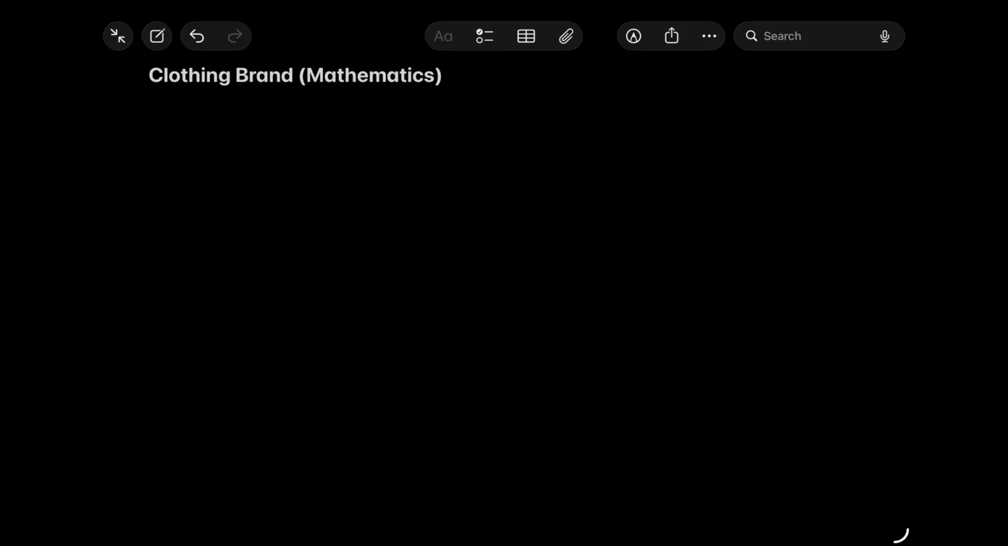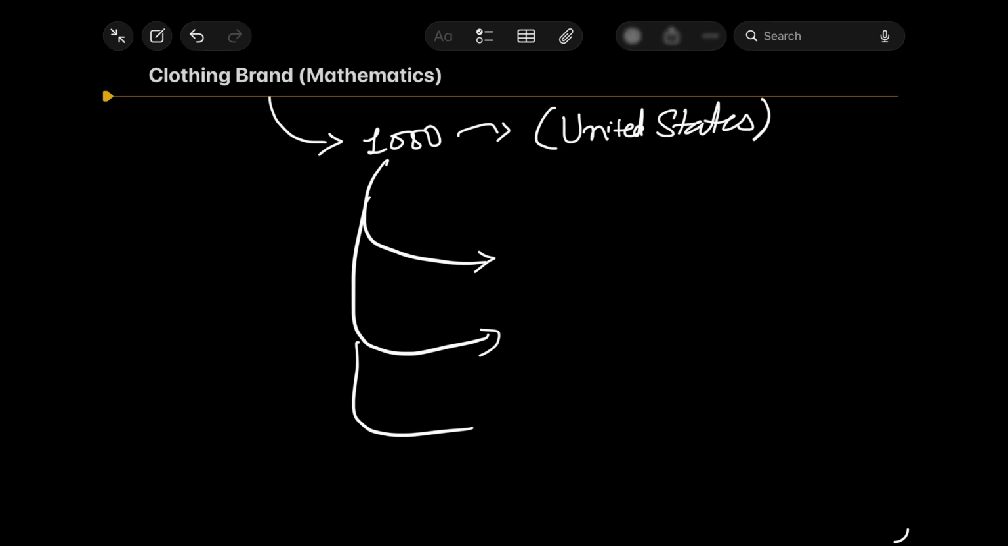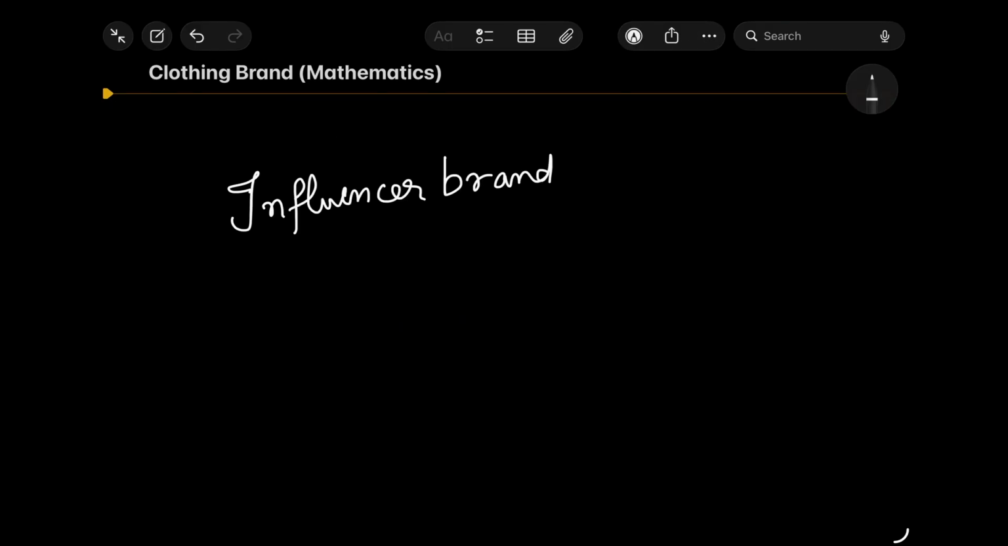Here is something you should know. Every single month, about 1,000 new fashion brands come online, and that is just from the United States, folks. Among them, there are only three types of brands that actually make money online: the influencer brand, the USP brand, and the no USP, no influencer clothing brand.